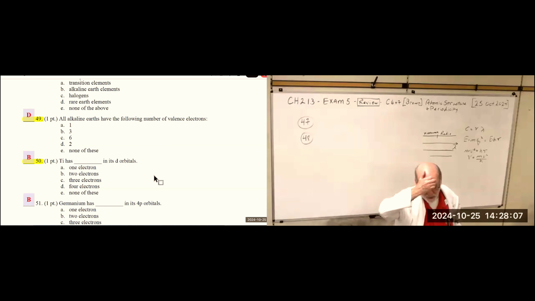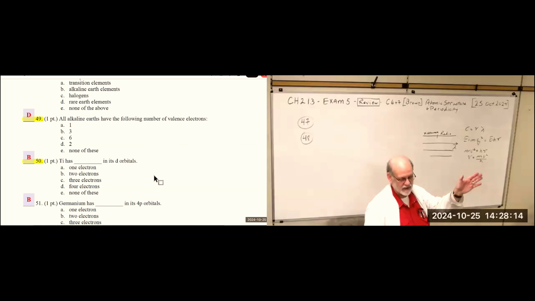49. All alkaline earths have the following number of valence electrons. Where are the alkaline earths? Second column over from the left. You're still in the S section. You're filling S orbitals, and you only have 2 electrons there. So they all have 2 valence electrons. That's why when you make an ion out of an alkaline earth, you get a 2+ ion. Calcium chloride would be CaCl2.